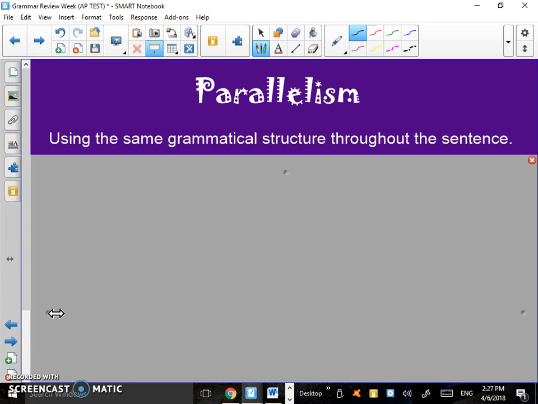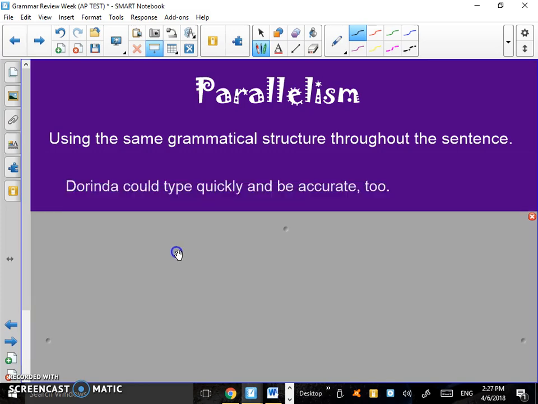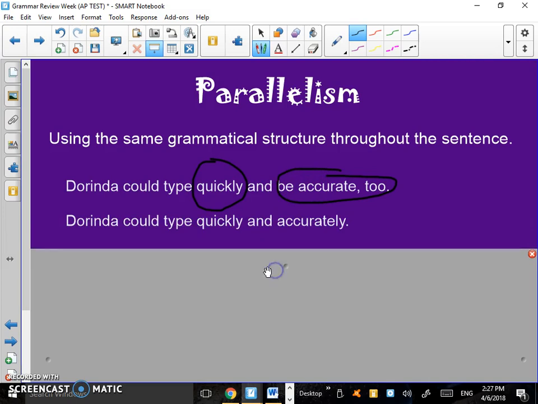So those fit into this as well as making sure your "and" is correct. So this sentence, "Dorinda could type quickly and be accurate too." This isn't parallel because the first half is not balanced with the second half. So we have to make sure that they're in the same structure.